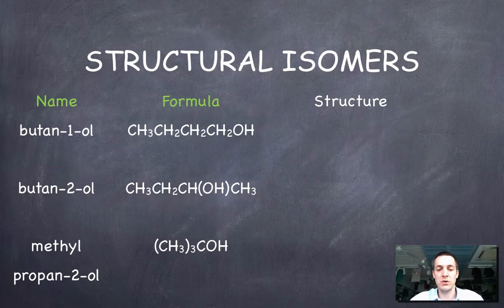If we look at a slightly more complicated example, so that's here methyl 2-propanol or methyl propan-2-ol, what this means is that we've got propan-2-ol, so 3 carbons is prop.